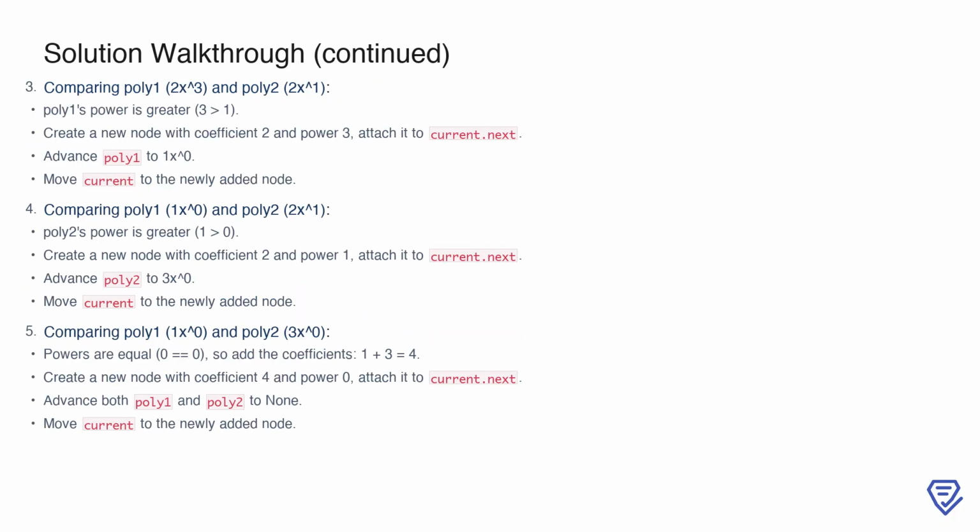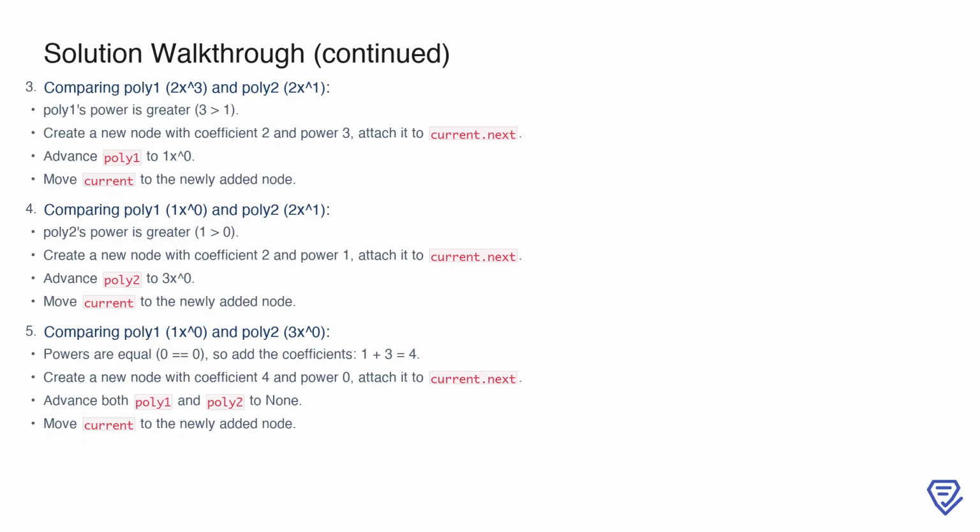Next, we compare the current terms of poly 1 and poly 2. The term 2x cubed from poly 1 has a higher power than 2x to the power of 1 from poly 2. Since poly 1 has the larger power, we create a new node with coefficient 2 and power 3, attaching it to current.next. We then advance poly 1 to its next term, 1x to the power of 0, and move current to the new node.